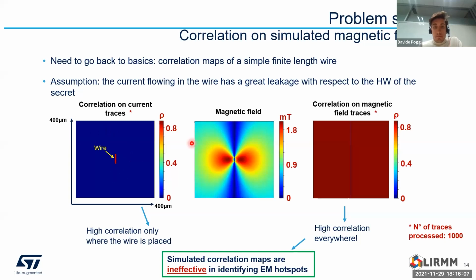This is pretty coherent. Then we have the distribution of the magnetic field. The wire is always placed here in the center. This is the distribution in the space surrounding the wire. And then we performed a CPA attack on the magnetic field generated by the wire. What we expected was a distribution very similar to that of the magnetic field, but as you can see, this is not the case because we have a strong correlation all around the wire. So this is a simple example showing that you can perform simulated CPA maps on the current traces, but you cannot do the same for the magnetic field because this approach is ineffective in identifying EM hotspots.